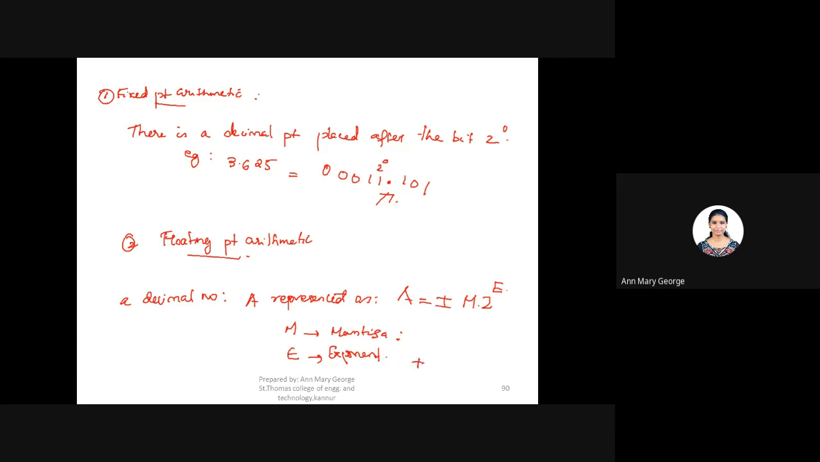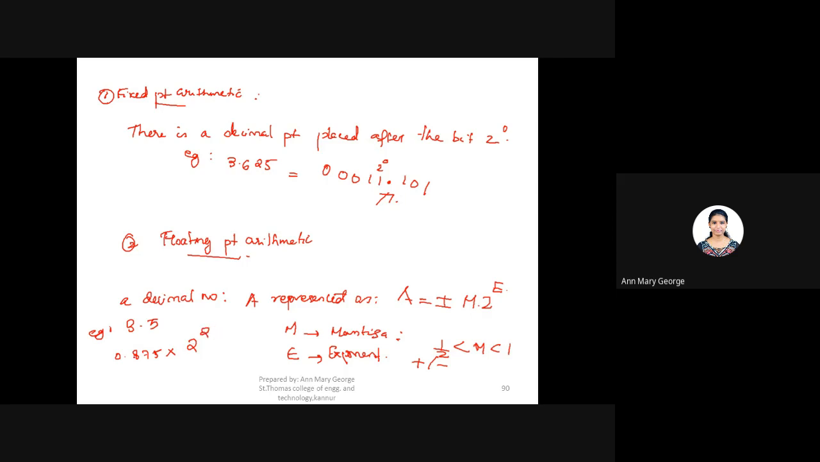Exponent can be positive or negative, and mantissa can be between the range 1/2 and 1. For example, if you consider 3.5, you can represent it as 0.875 into 2 raised to 2.